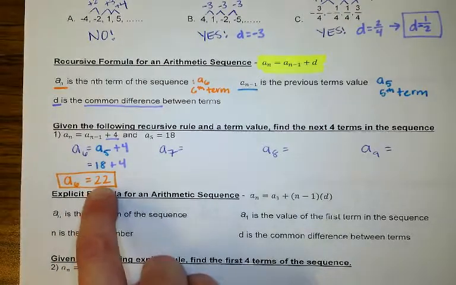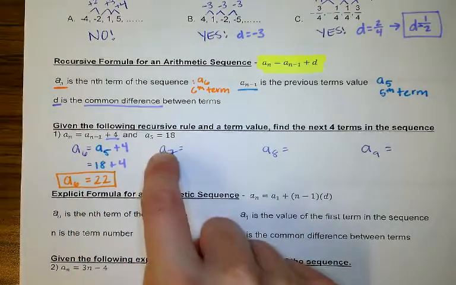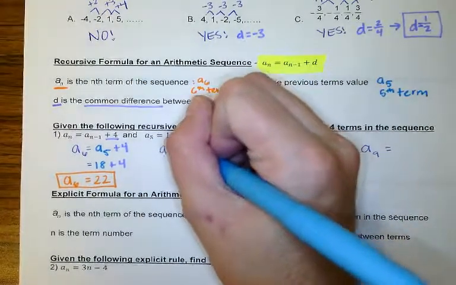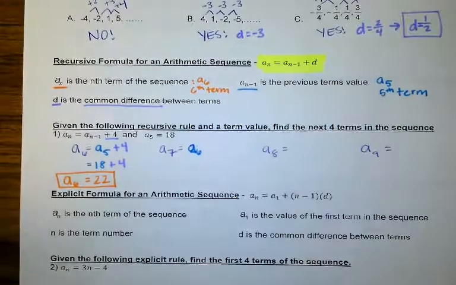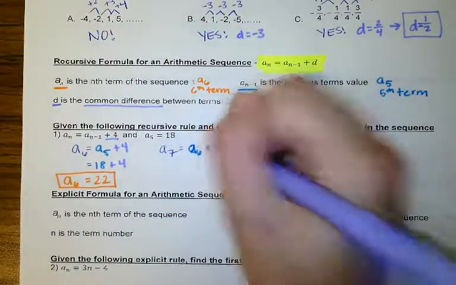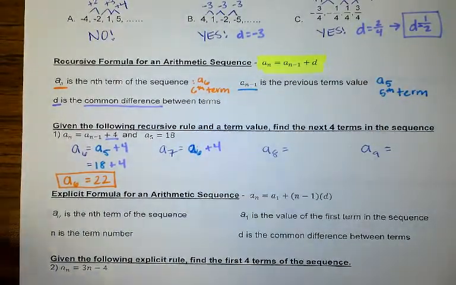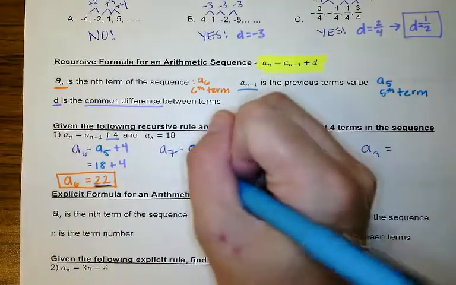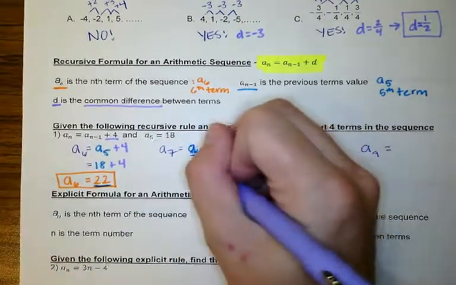So if I'm looking for a sub 7, that's just going to be a sub 6 plus 4 again. Do we know what a sub 6 is? We sure do. What is it? It's 22. So we're going to say 22 plus 4. Well guys, what's 22 plus 4?